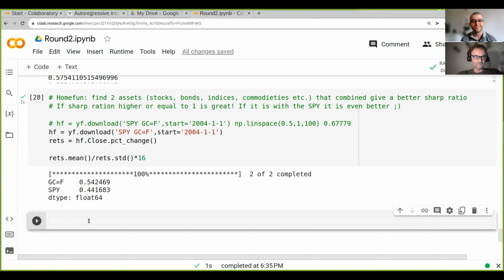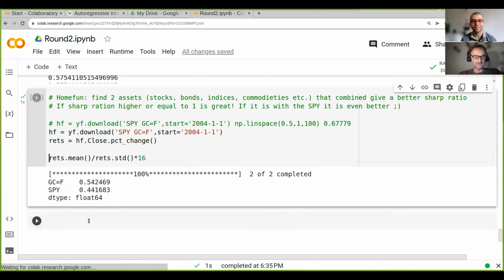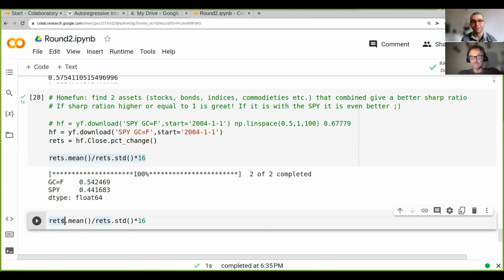Okay, so let's see if we can get the Sharpe ratio of the two. So, Josh, question to you. What do we need to do here to get the Sharpe ratio of both? What we want is an equally weighted portfolio of the two instruments. And we have two columns with the returns, and we want to make an equally weighted portfolio out of them.